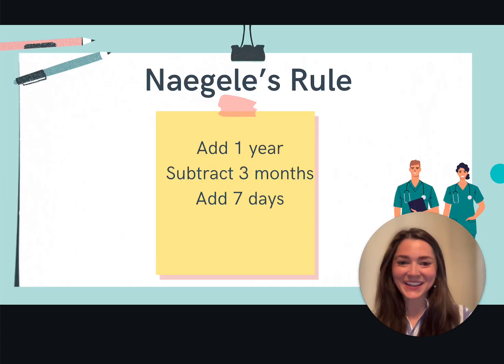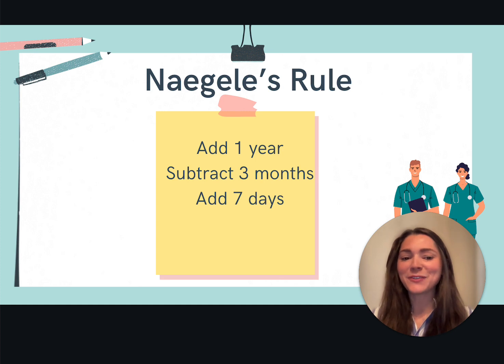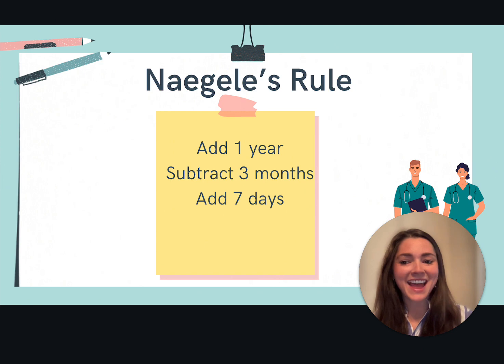So how do we calculate this? Well, the first thing we need to determine is the first day of the client's last menstrual cycle. From there, we add 1 year, subtract 3 months, and then add 7 days. I do want to point out that this is based on an average ovulation cycle of 28 days and conception on day 14. So this rule does have some limitations.